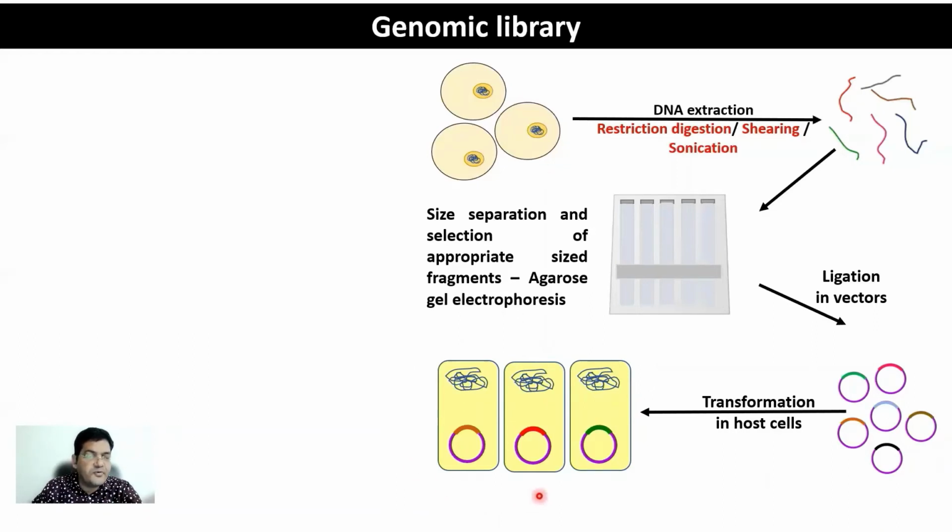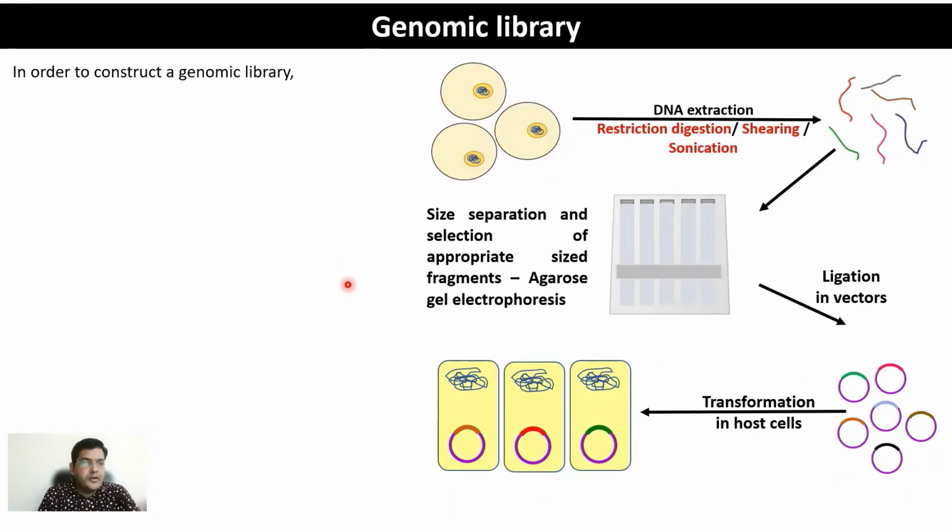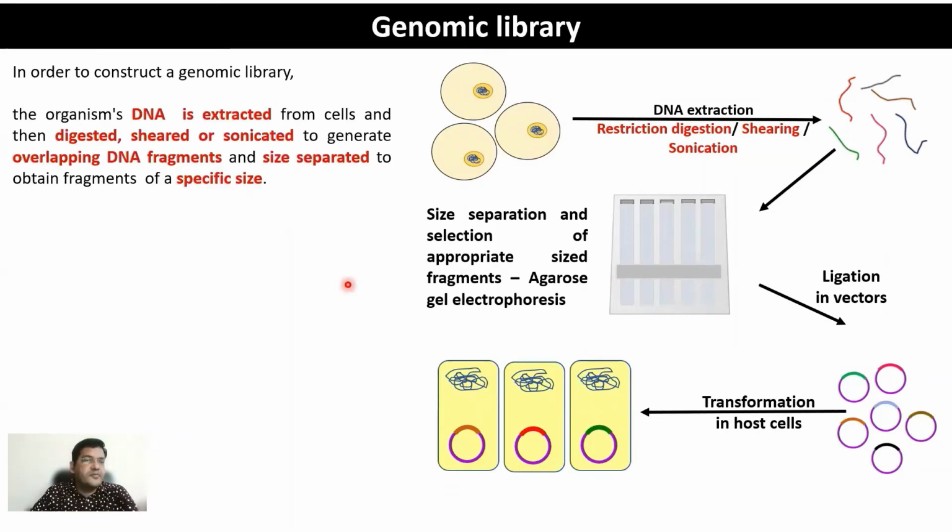Mostly this would be for sequencing. So then, in order to construct a genomic DNA library, the organism's DNA is extracted from cells and then digested, sheared, or sonicated to generate overlapping DNA fragments, and finally size separated to obtain fragments of a specific size. So each library would have a specific range of fragment sizes that it would contain.